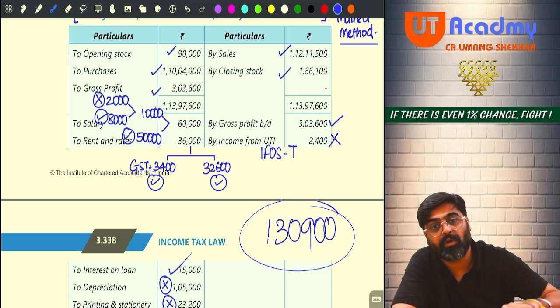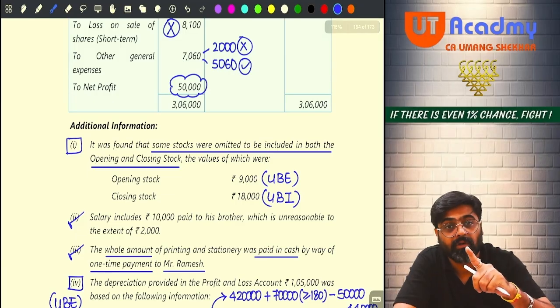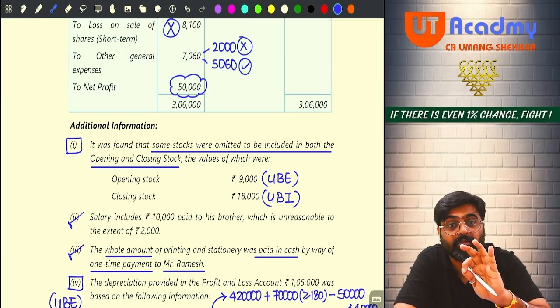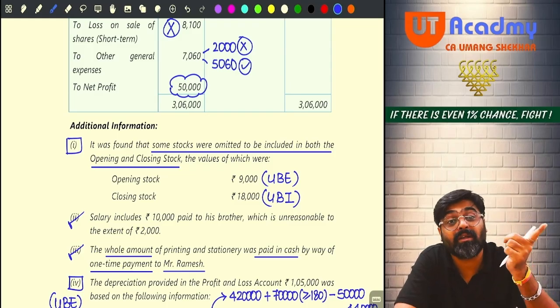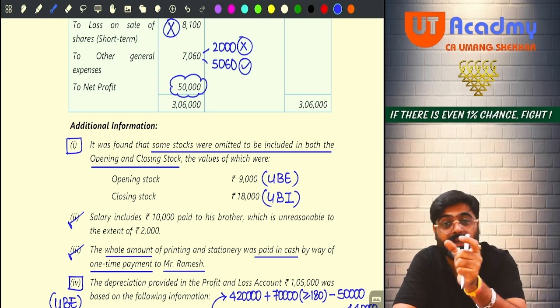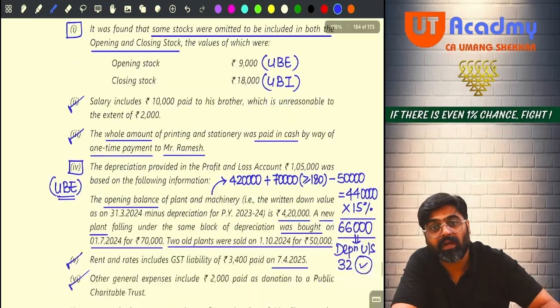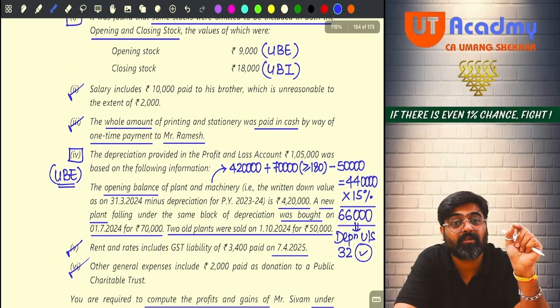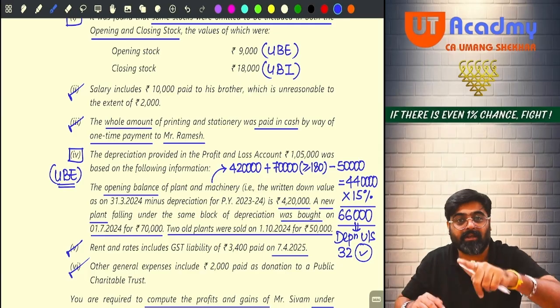Now from that total, what you will do? Undervaluation of stock. Reduce the items to be reduced out of the profit but not debited in P&L. Underline. Next, you will write undervaluation of opening stock. First column 9,000. Then what you will write? Depreciation calculated as per section 32. Depreciation under section 32. Underline. Calculate the depreciation in the same way.